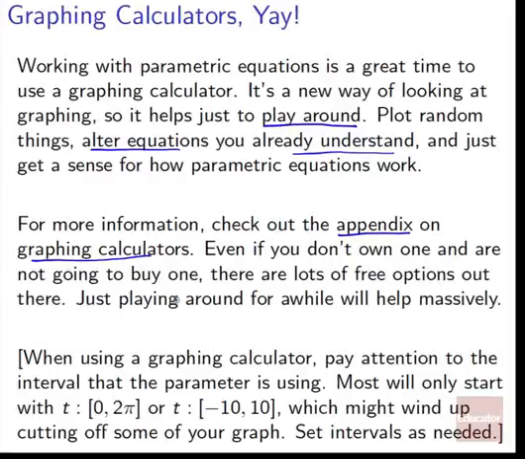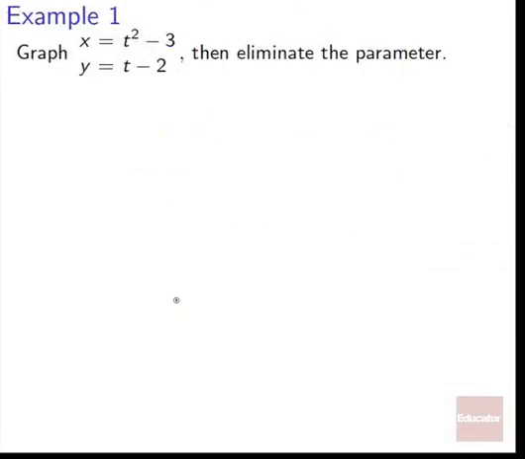Also, if you don't quite understand how to get a graphing calculator to work with parametric equations, you can check out the lesson on graphing parametric and polar stuff in the appendix, and we'll talk a little bit more about what's actually involved in getting a calculator to graph a parametric equation. All right, let's look at some examples.